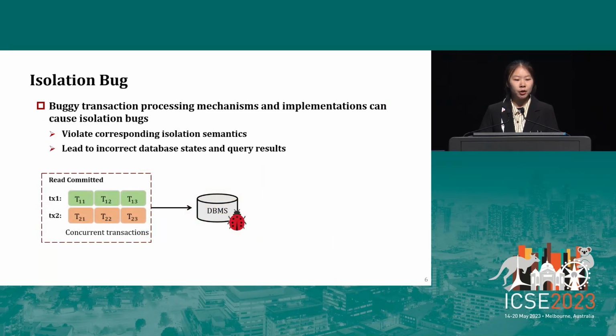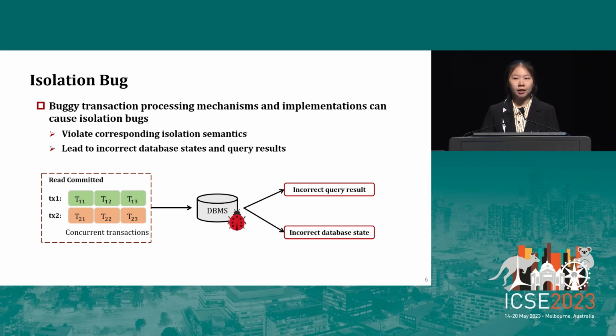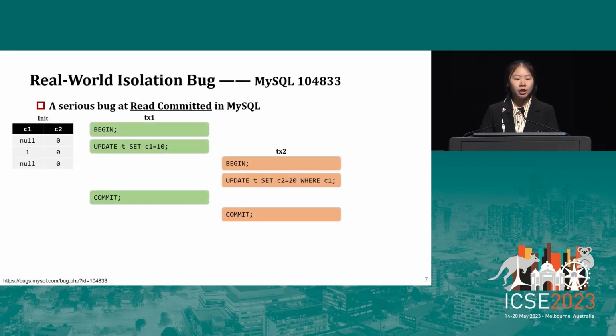However, buggy transaction processing mechanisms and implementations can cause isolation bugs, which violate corresponding isolation semantics and lead to incorrect database states and query results. Here we show a real-world isolation bug which is detected by our tool at read committed in MyCircle.